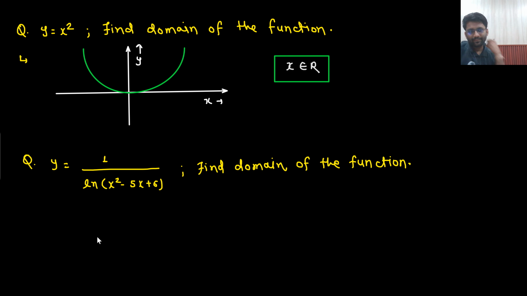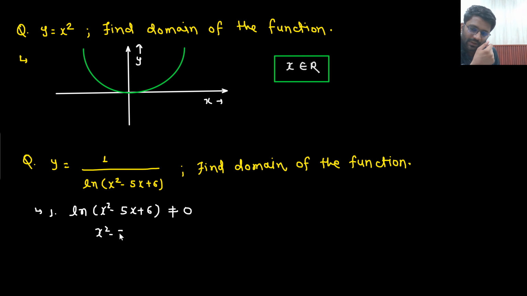What will be the domain here? Again, check out the conditions. What all are the conditions? Denominator should not be equals to 0. Condition 1: ln of x square minus 5x plus 6 should not be equals to 0. That means x square minus 5x plus 6 should not be equals to 1. Whatever that is inside, if this becomes 1, then it will become 0, and 1 by 0 will be undefined. So x square minus 5x plus 5 should not be equals to 0.